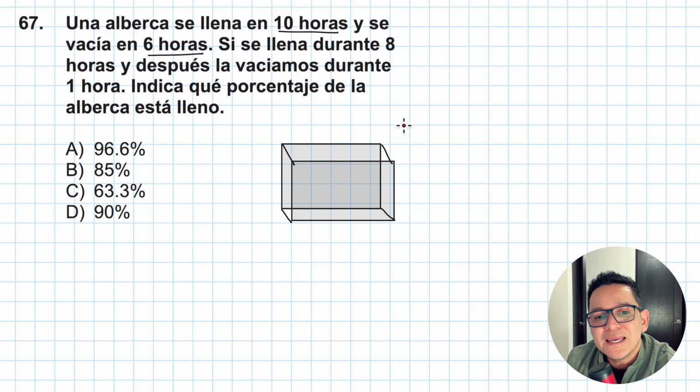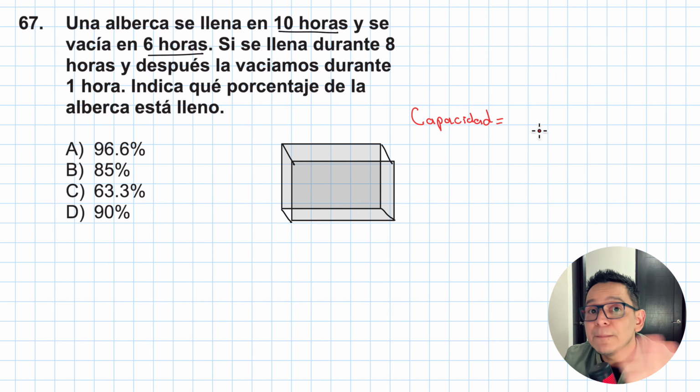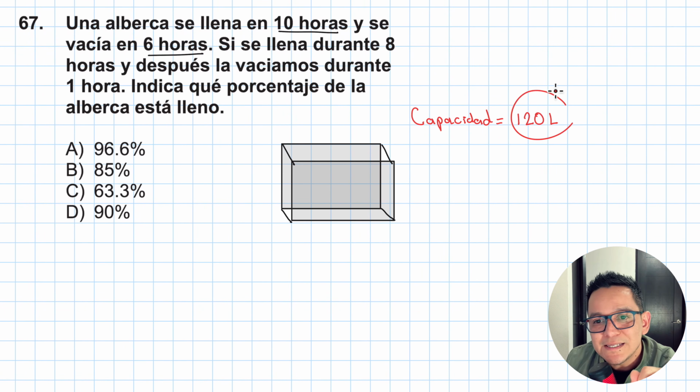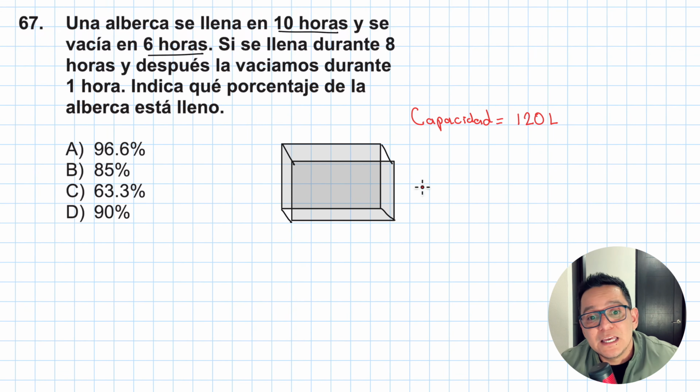Look, I'm going to make up the capacity, because I don't actually have it, right? The capacity of the pool. So I'm going to make up that capacity. I'm going to put any number, but that number should be one that helps me do the calculations nicely. For example, I'm going to put 120 liters. This is the capacity of the pool that I'm making up.